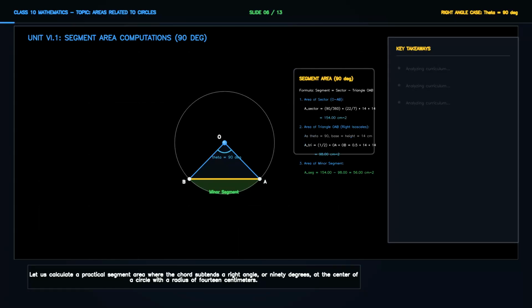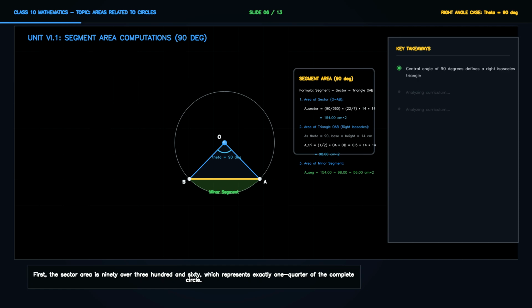Let us calculate a practical segment area where the chord subtends a right angle, or 90 degrees, at the center of a circle with a radius of 14 centimeters. First, the sector area is 90 over 360, which represents exactly 1/4 of the complete circle. 1/4 of 616 gives us a sector area of exactly 154 square centimeters.